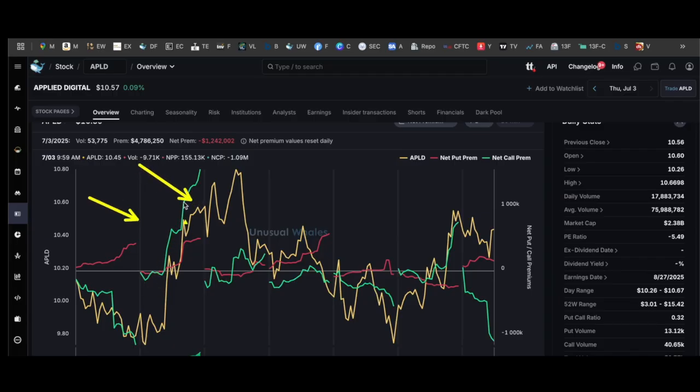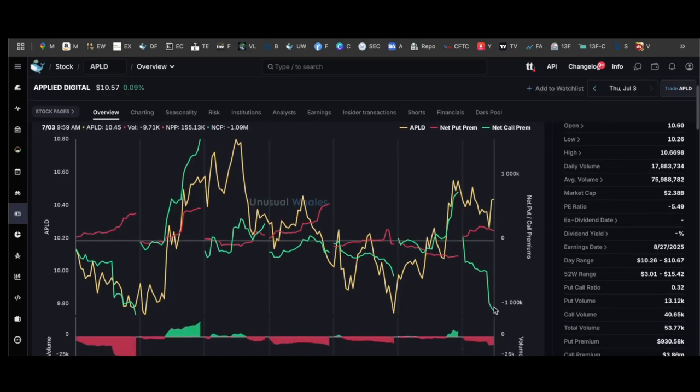This blue line, green line represents call buying. But until then, there was a little bit of put buying, and then put selling, call selling. And then last Friday, actually Thursday, the short day, we had call selling, a little bit of put buying, but not much happening.